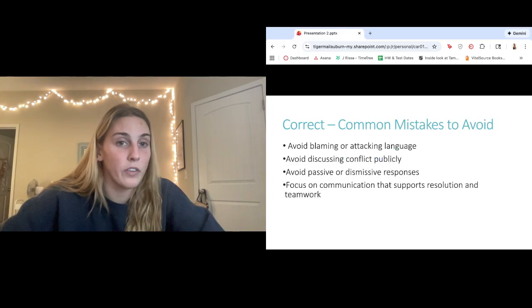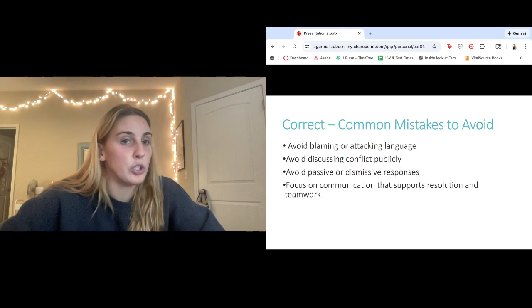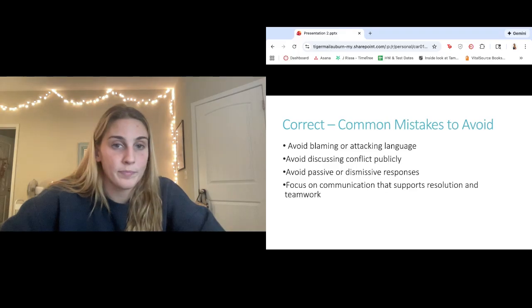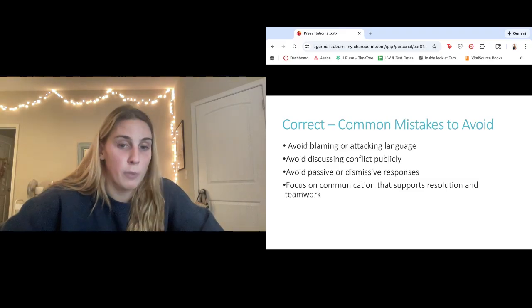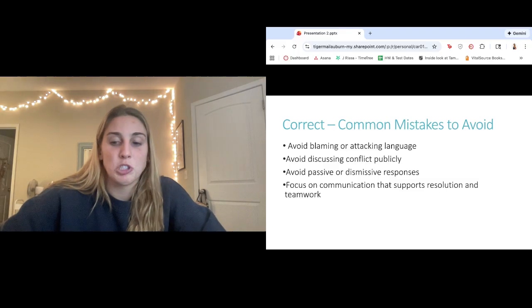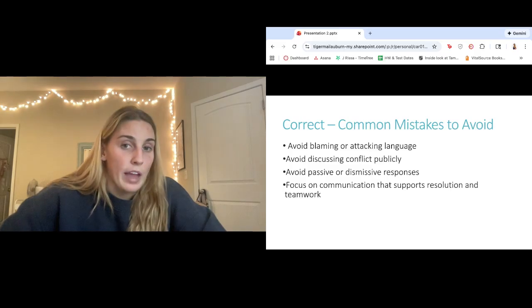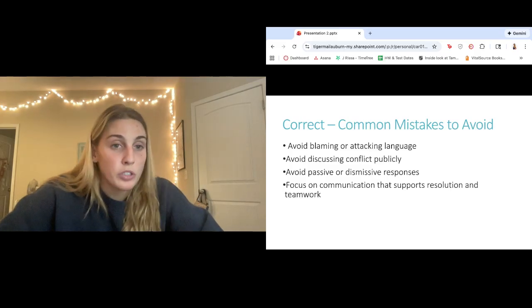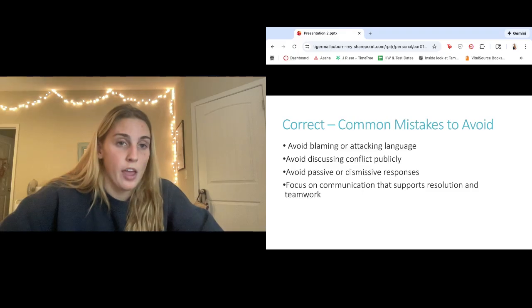Common mistakes to avoid: blaming or attacking language. Again, coming back to the tone of voice, it is super important. Avoid discussing conflict publicly, and avoid passive or dismissive responses. Passive responses don't solve issues either. That can also cause more issues if they don't receive what you're trying to say well. So again, having that tone of voice is really important.